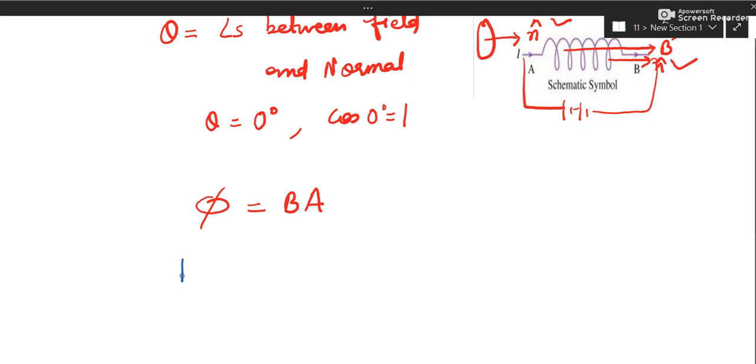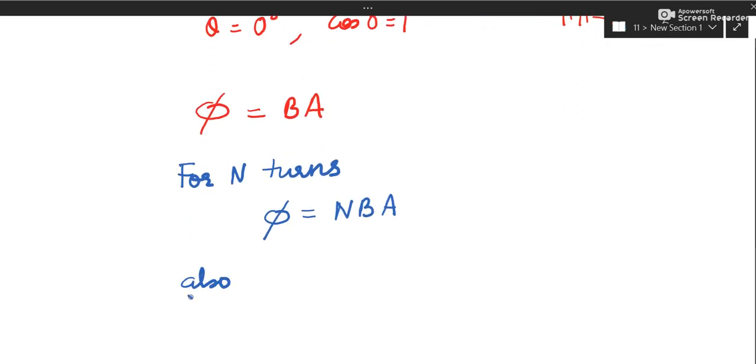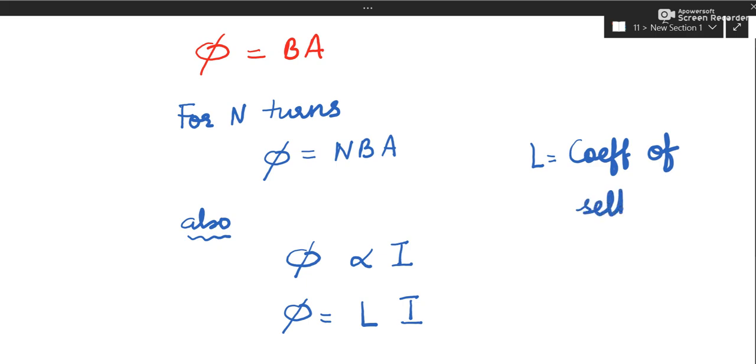Now for N number of turns, total flux will be written as NBA. Also, when the topic of self-induction was introduced to us, we know that flux is directly proportional to the amount of current flowing through the coil. So flux is equal to, your constant is self-inductance, L, the coefficient of self-inductance or self-induction, you can say.